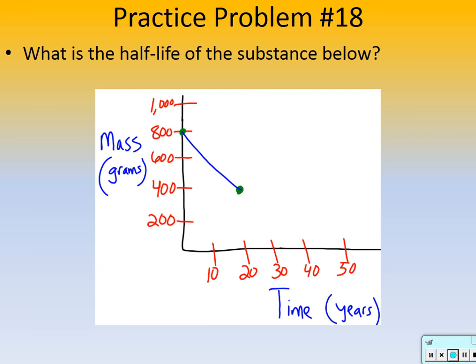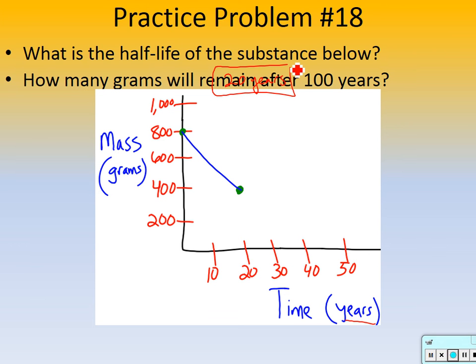Okay, practice problem number 18. What is the half-life of the substance below? 20 years. Okay, good. We're starting with 800 grams. How long did it take to go to 400 grams? 20 years. So the half-life is 20 years.